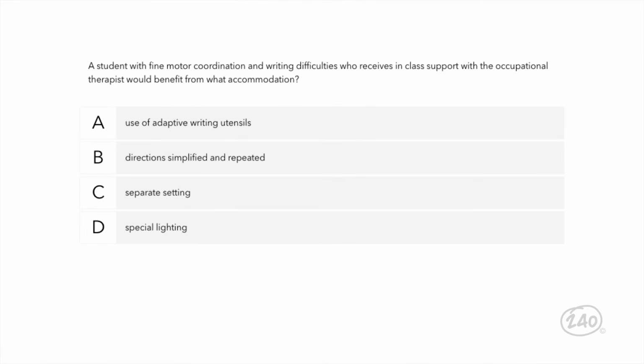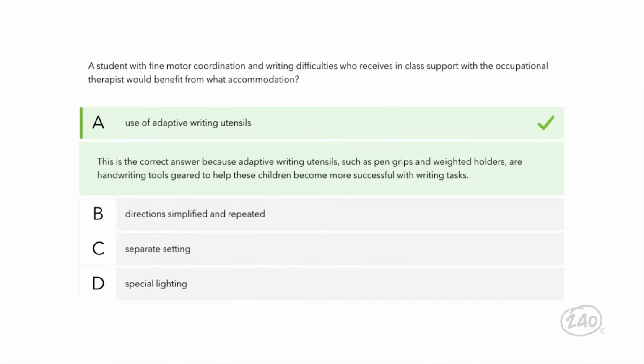Now let's look at one about assistive technology. A student with fine motor coordination and writing difficulties who receives in-class support with the occupational therapist would benefit from what accommodation? Okay, let's think about our formula. The student needs fine motor support to help them write. The only choice that directly aligns with the need and the task is this choice, the use of adaptive writing utensils. While the other choices might seem appealing, they require too much of a leap based on what we know from the question stem.